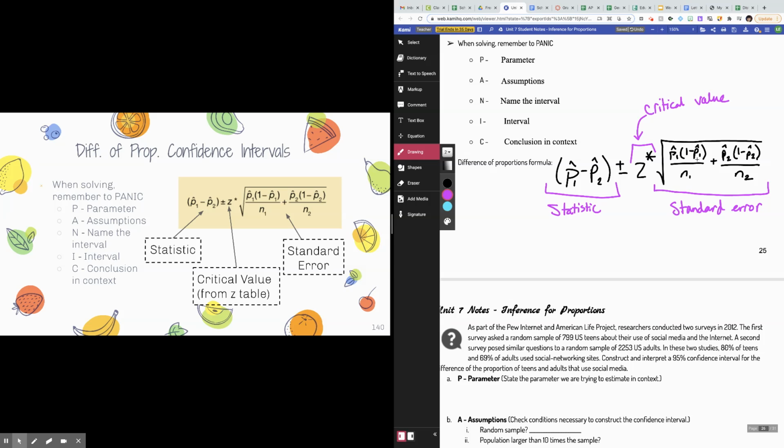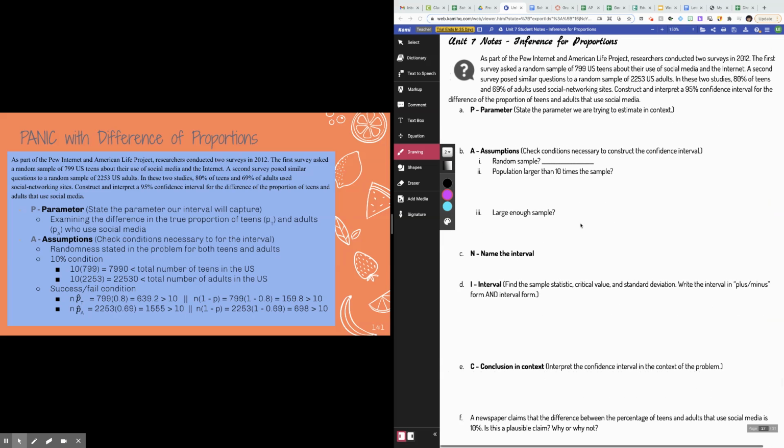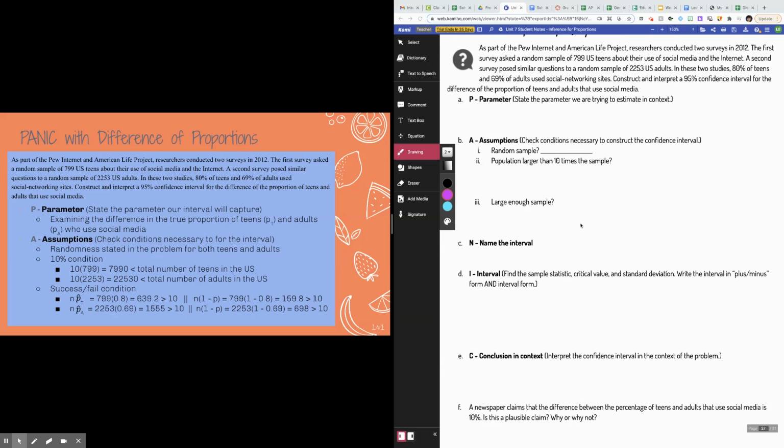All right, so let's do an example. In this scenario, we're talking about the difference between teens and adults and their use of social media and the internet.